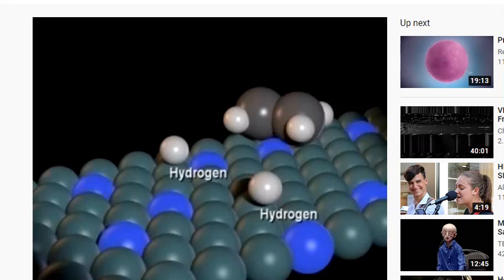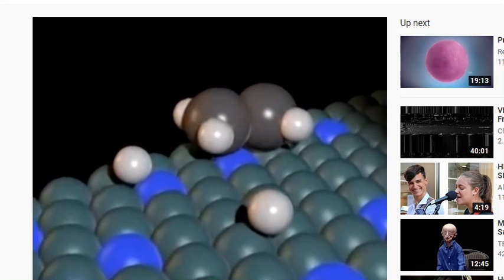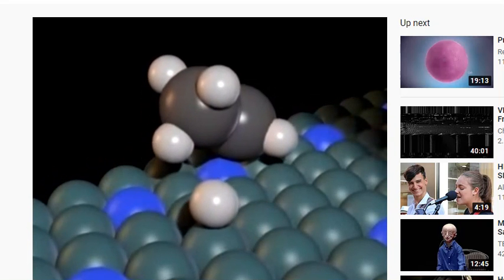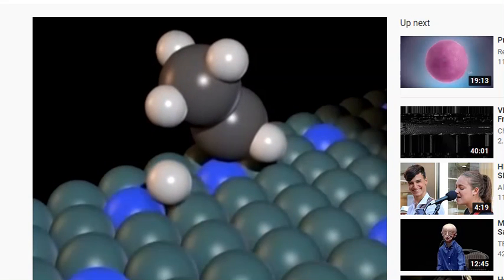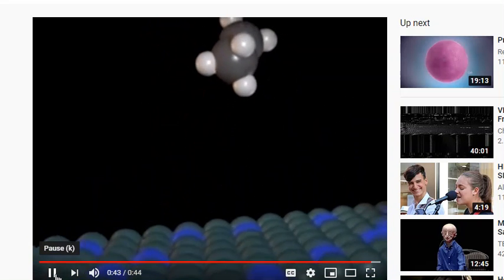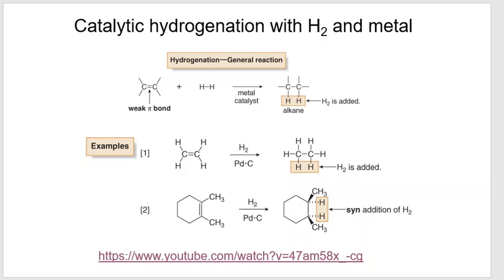When an adsorbed hydrogen atom encounters an adsorbed ethylene, it may add to one of the carbon atoms, forming a new C-H bond. A second hydrogen atom then adds to the other carbon atom, forming ethane, which dissociates from the surface. All right, so both of those hydrogens add to the same side.